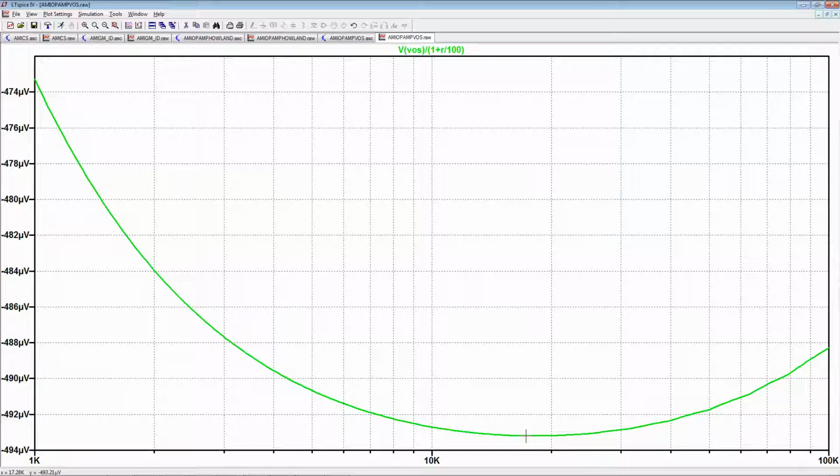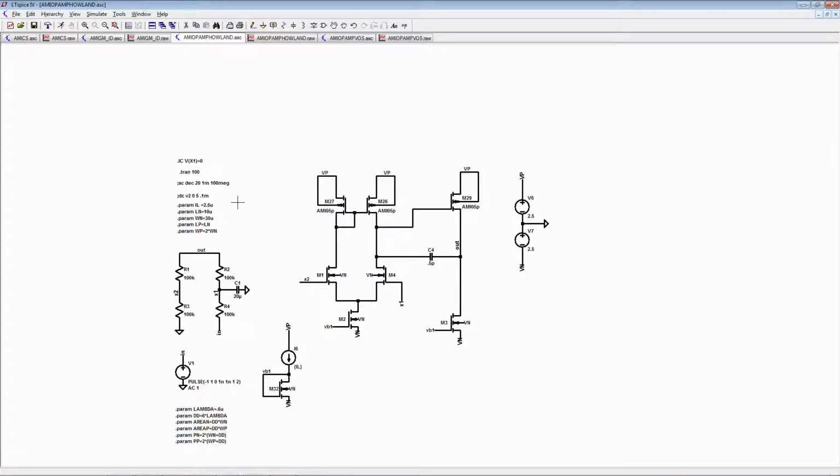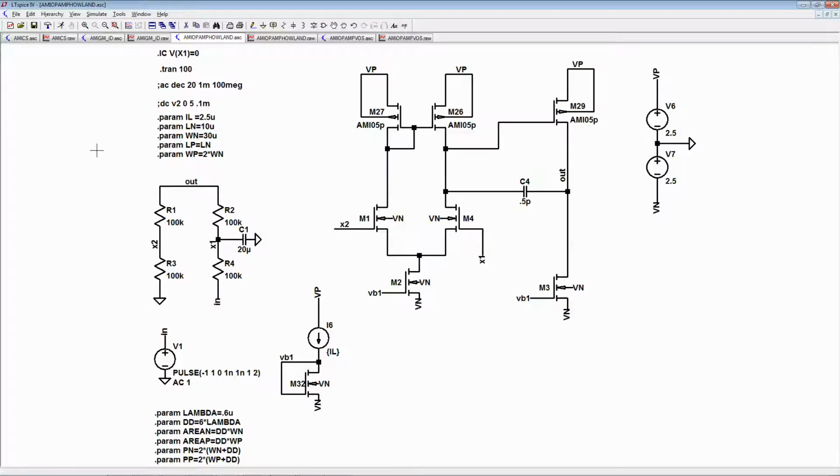But you can see that it's less than a milli, which is pretty good, right? Because we want to use it as an integrator, right? Now, the SPICE file is here. I just hid it so that you don't have to look at it.